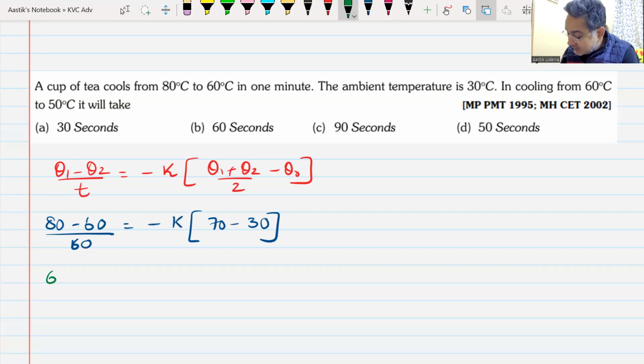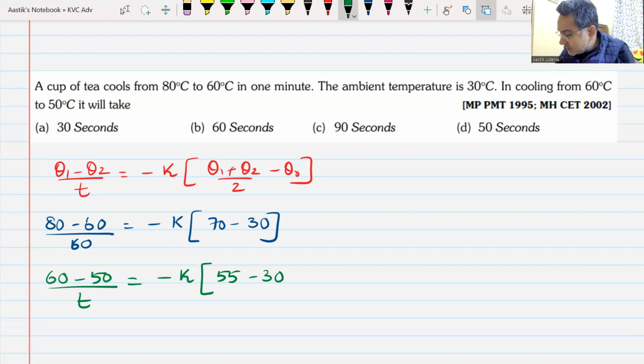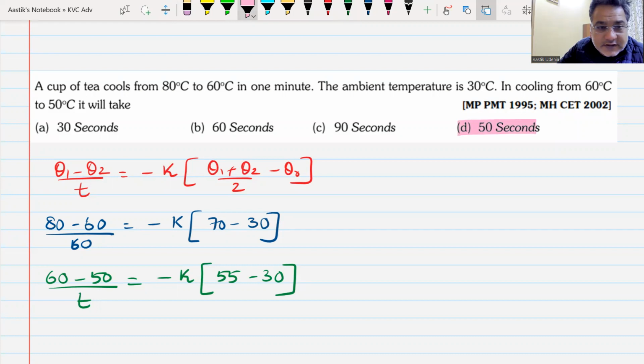In the second case, I will write it as 60 minus 50 divided by t will be equal to minus k times (60 plus 50) divided by 2, that will be 55 minus 30. You can divide the two equations and get the value of time. Can you tell me what is the value of time? I'll give you 2 minutes to give me the answer. The value of time that you are going to get will be approximately 50 seconds. Do you get how we get this?